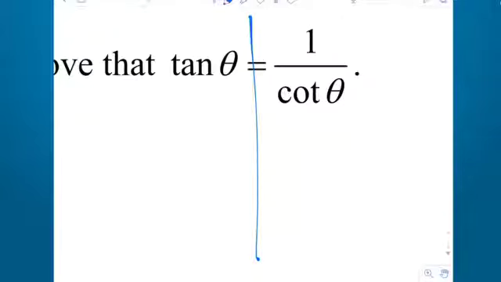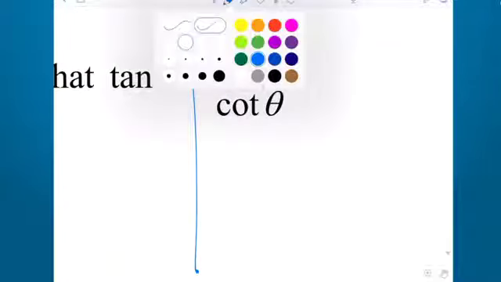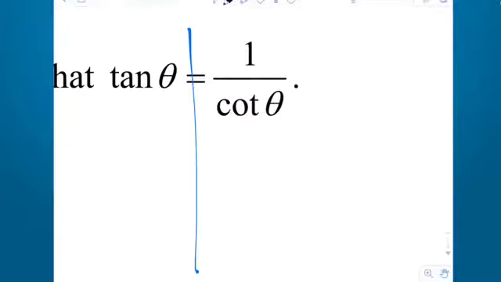Which side has more information or looks more complex? The right side. Good. Because it has 1 over. That's more information. Now, ultimately, it doesn't matter which side you start on, but it's just easier to start on the side that looks more complicated or has more information. All right, so here's what we're going to do. We are going to replace cotangent of theta with its definition in terms of x, y, and r.